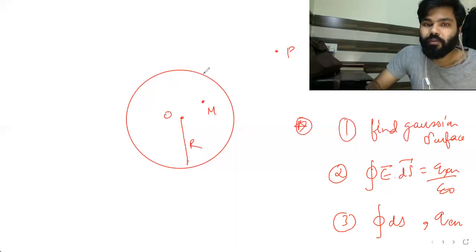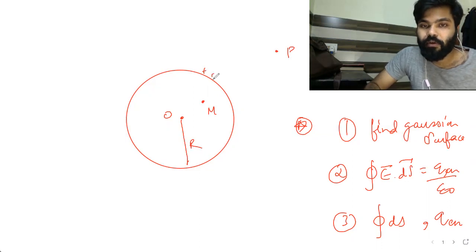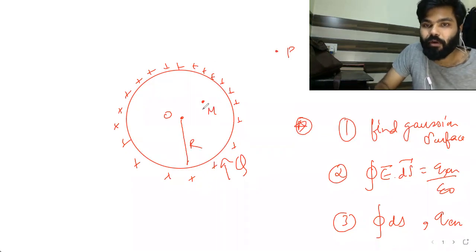So as you know, when you give charge to a hollow conducting sphere, the charge will reside over its surface. Suppose you give a charge q to it, and you are asked to find electric field at point P and point M. So the first step is you will make Gaussian surface at point P and at point M.